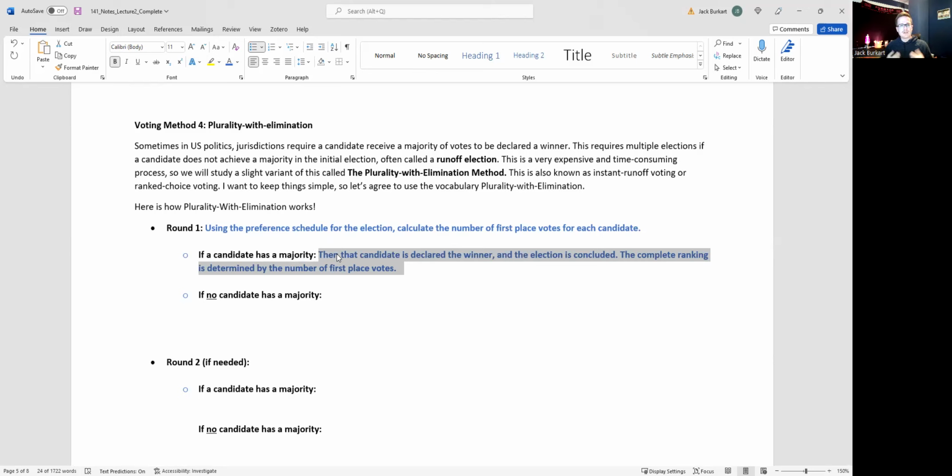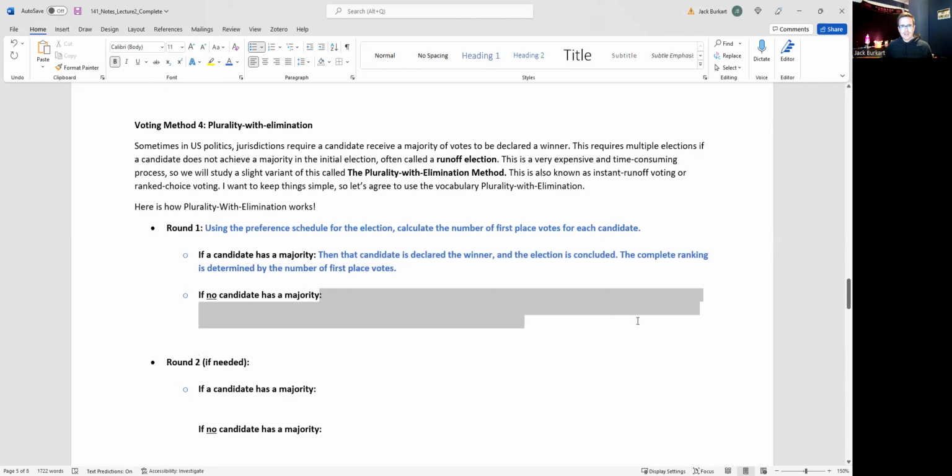The complete ranking is going to be determined by the number of first place votes. So if a candidate has a majority of first place votes, the plurality with elimination method is no different than the regular plurality method. Things are more interesting if no candidate has a majority. And in that case, we do the following.